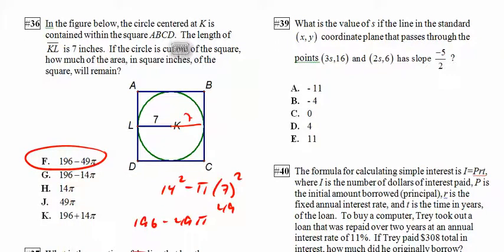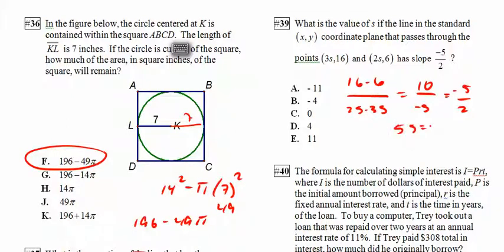What's the value of s if the line in the standard coordinate plane passes through points 3s, 16 and 2s, 6 and has a slope of negative 5 halves? 16 minus 6 on top, 2s minus 3s on the bottom. 10 over negative s equals negative 5 halves. Cross multiply, 5s equals 20, s equals 4. And I think I screwed up.